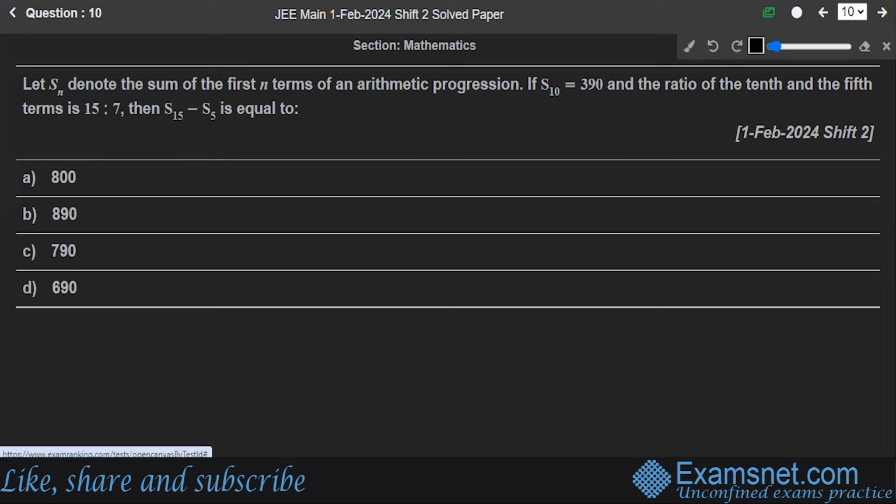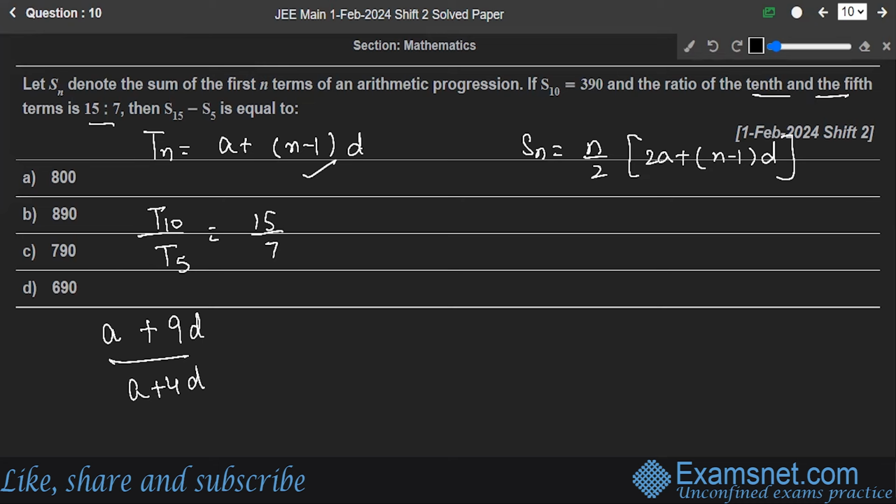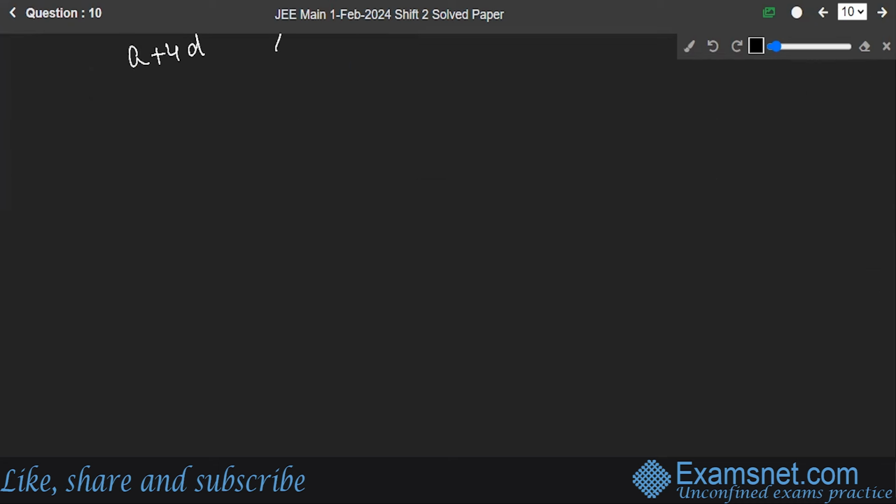Let's discuss two formulas. First one, the nth term of an AP is given by a plus (n minus 1) into d, and Sn, the sum of n terms, is given by n by 2 times (2a plus (n minus 1) into d). You are given here that the ratio of the 10th and the 5th term is 15/7. So T10 upon T5 is equal to 15 by 7. Using this formula, this will be (a plus 9d) upon (a plus 4d) is equal to 15 by 7. Let's do the cross multiplication.